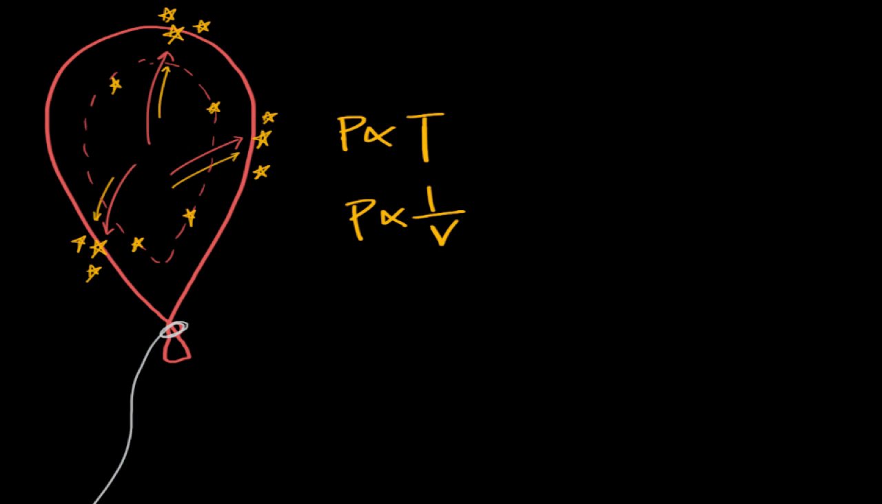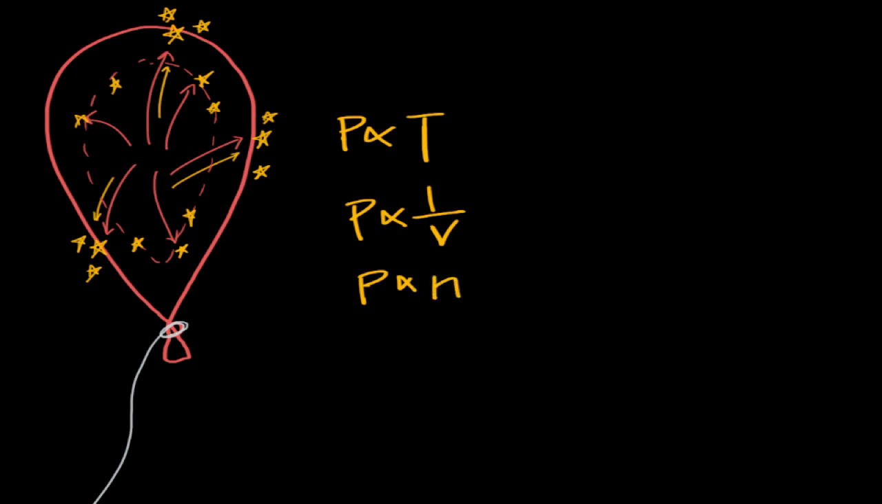And then we also showed that increasing the number of moles of gas would increase the pressure, because moles are just a measure of the number of particles. So if we have more particles, we have more collisions. So again, pressure is directly proportional to moles, and n is the symbol for moles.